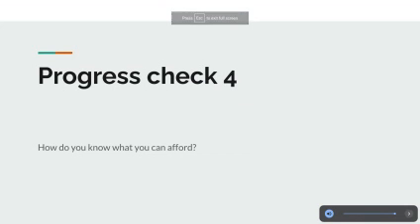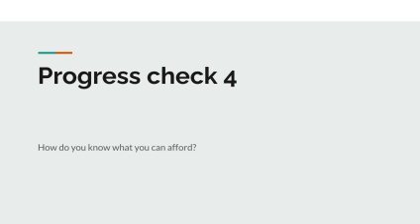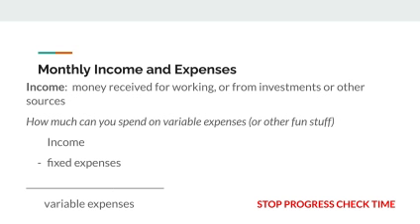All right, let's move on to progress check 4. Understanding how much you can afford. If you have a job, you know what you make each month. This is called your monthly income. Remember, income is money received for working or from other investments or other sources.